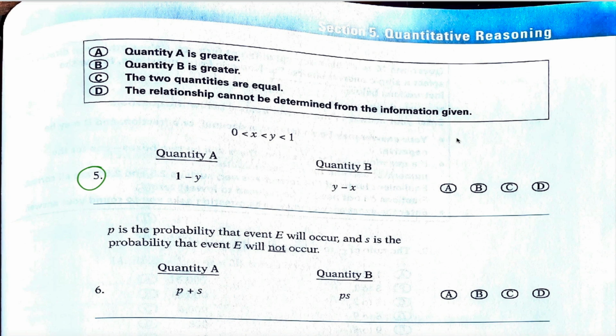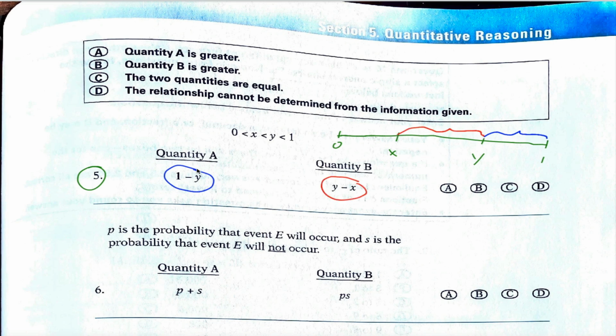Maybe I'll make a number line for the visual learner out there. So here's 0, here's 1, and we know that x and y are somewhere in between 0 and 1. Since x is less than y, maybe I throw x over on this side and y over on this side. Quantity A, 1 minus y, is just the distance between 1 and y. Quantity B, y minus x, is just the distance between y and x. So the question is, which of these two are bigger, or are they the same, or can we not tell?